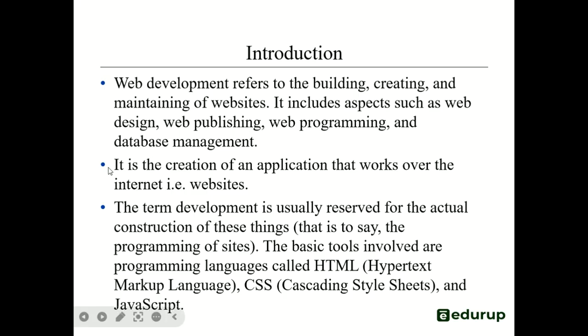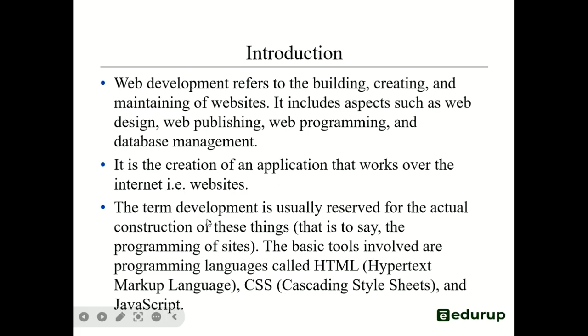Okay. Next, it is the creation of an application that works over the internet, that is websites. Normally, everything you see over the internet which works is a website itself. A lot of websites are available in the market. If you go for online shopping, like grocery shopping, we have Blinkit, and Amazon, Flipkart, and many other things. These are websites. How is it working? Through web development itself. We are creating the applications.